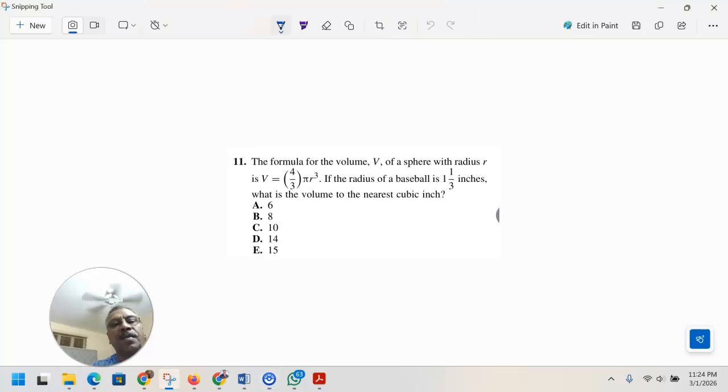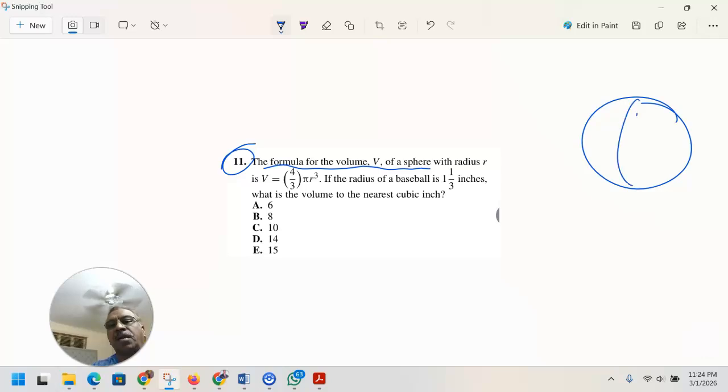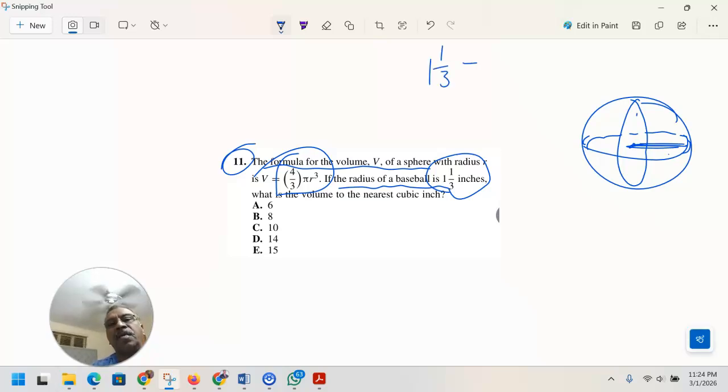So question number 11 says the formula for volume of a sphere, like a basketball or maybe a baseball, and there's the radius, this is the radius, and it's given by this formula. If the radius of the baseball is 1 1/3, when you write 1 1/3, this basically means 1 times 3 plus 1 over 3, which is 4 over 3. So you have to know that this is the radius. What is the volume of this?